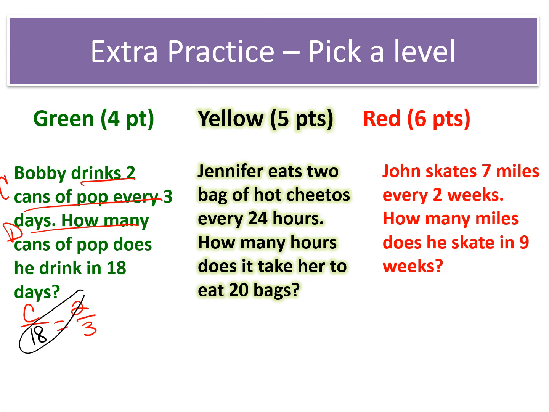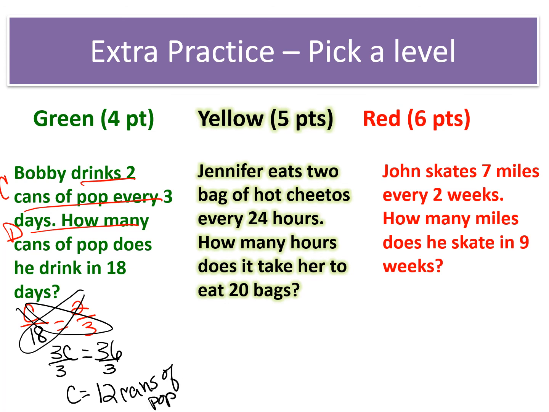So now when we cross multiply, we get 3C equals 18 times 2. 18 times 2 is going to be 36. Divide by 3. C equals 12. But 12 what? Cans of pop. He can drink 12 cans of pop in 18 days.